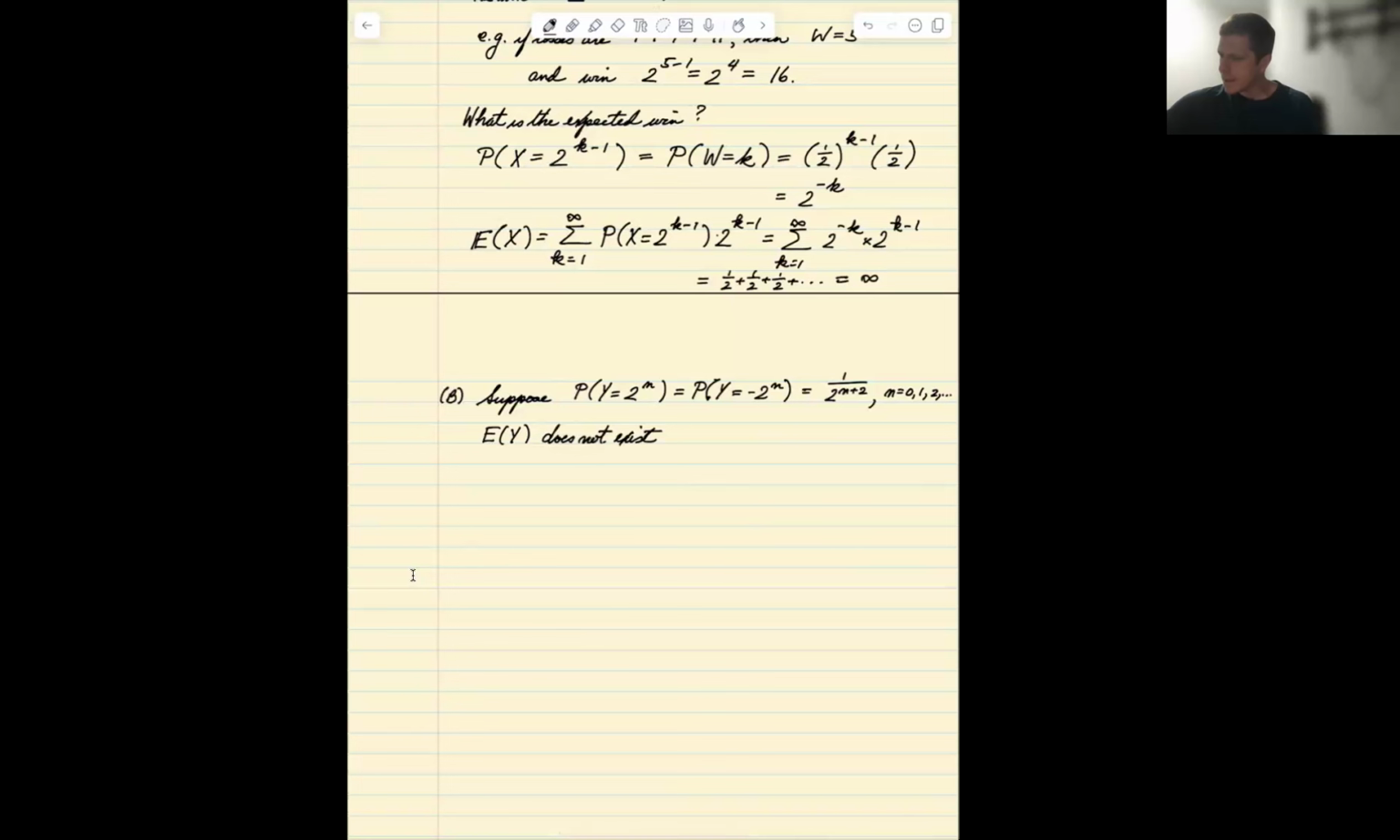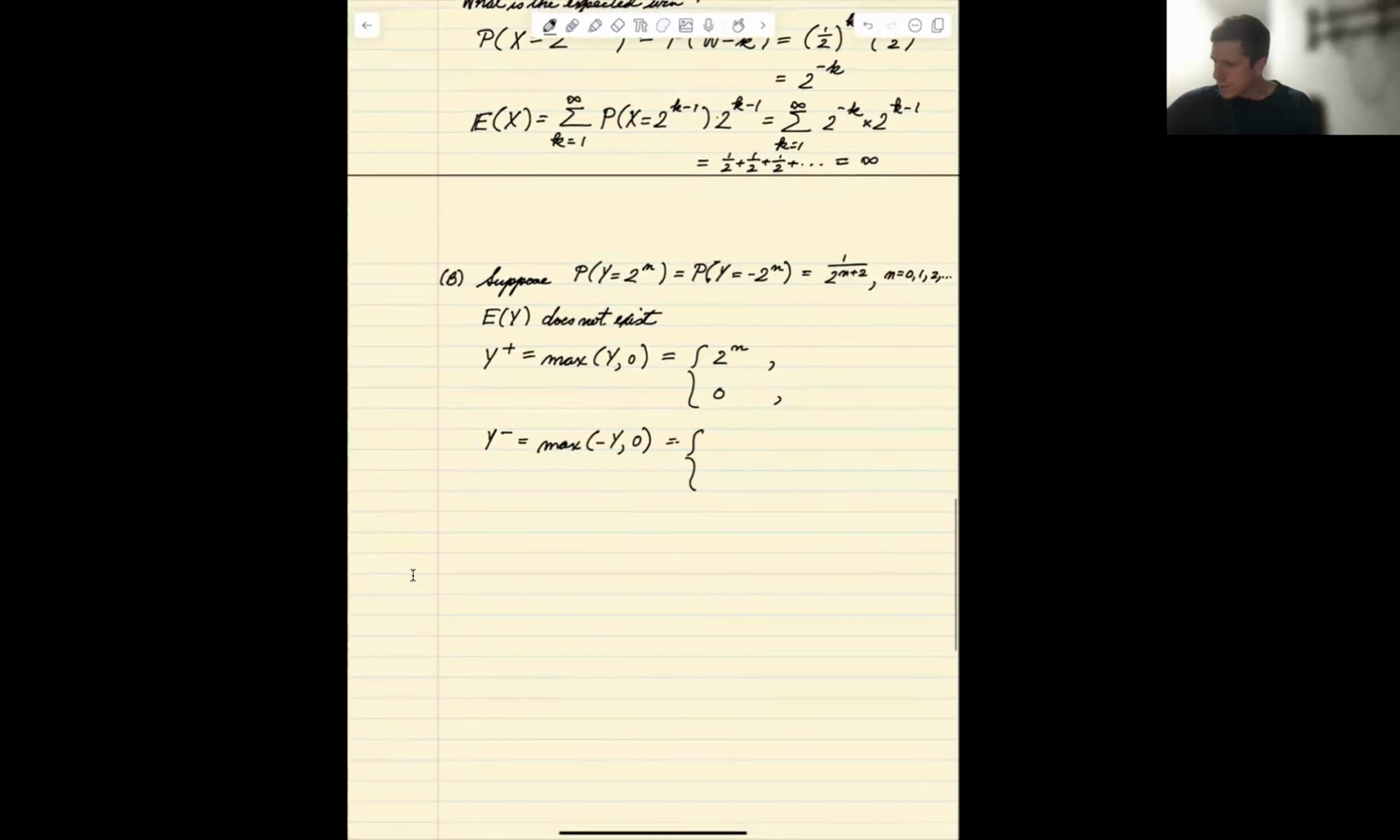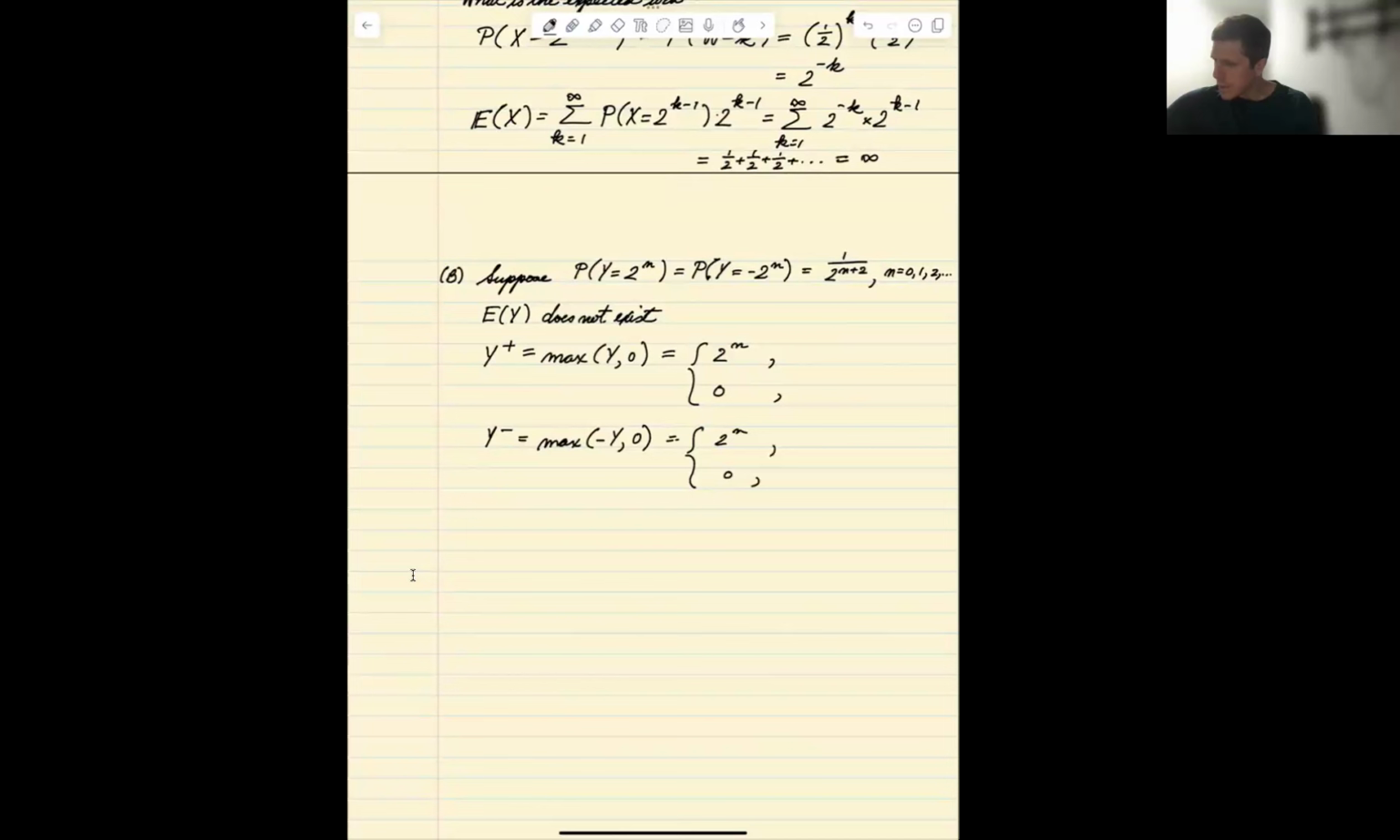Well, let's think about this. What is the positive part of Y? The positive part of Y is the maximum of Y and 0. This is equal to 2 to the n for values 2 to the n, or 0. Y minus is the maximum of minus Y and 0. This is also 2 to the n and 0. And this happens with probability 1 over 2 to the n plus 2. This happens with probability 1 over 2 to the n plus 2.